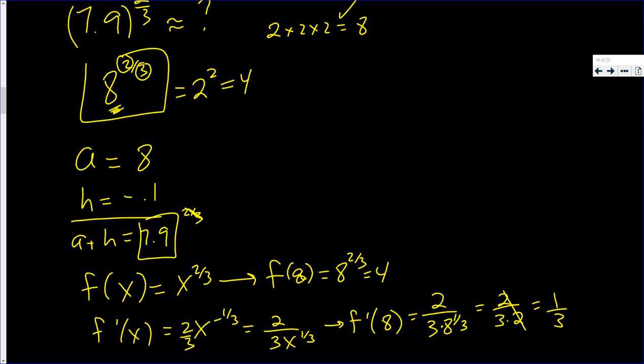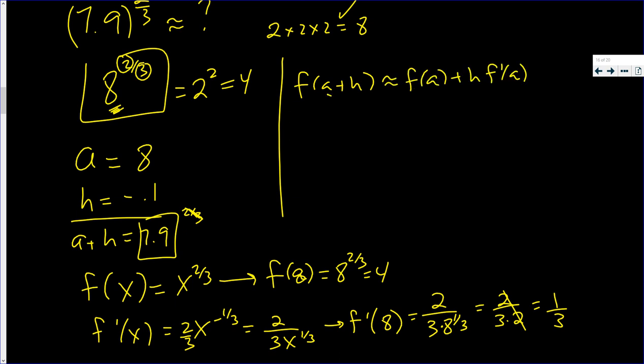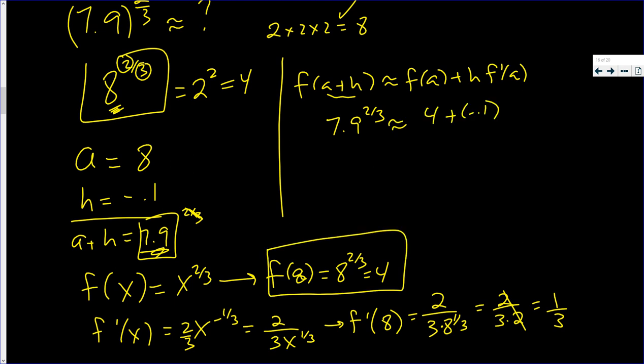Okay, and now we know that f of a plus h is approximately f of a plus h times f prime of a, and a plus h is 7.9, and our function raises to the 2/3, and this is approximately f of a, which is 4, plus negative 0.1 times f prime of a. f prime of a is 1/3. Well, 1/3 is 0.333 forever.